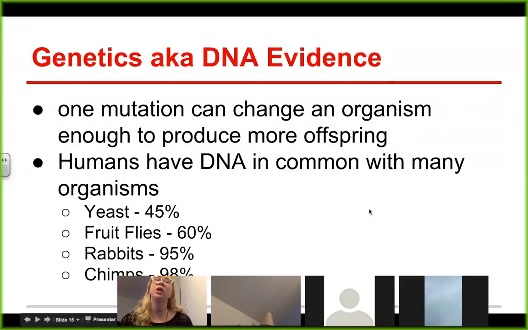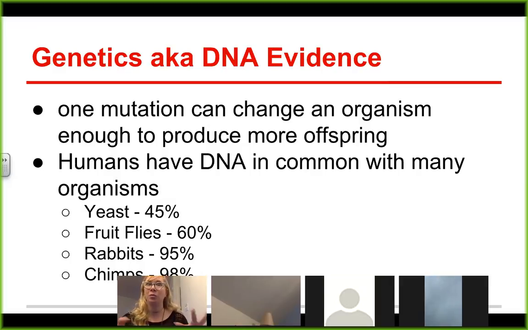Okay, and then there's our genetics evidence, which is our most recent kind of evidence. Remember, we didn't know about DNA until the 1950s. Darwin proposed his origin of species concept in, I want to say the 1800s, I think it was. No one knew what DNA was. No one knew really anything about how organisms developed, right?